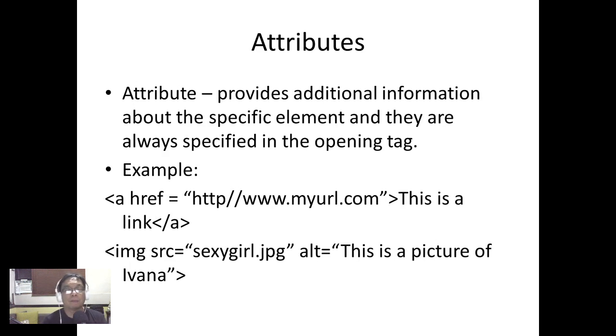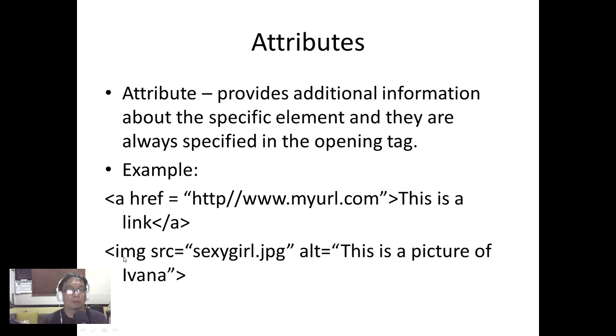So next we'll be talking about attributes. Attributes provide additional information about the specific element, and they are always specified in the opening tag. If it is a paired tag, it is always specified on the opening tag. For example, I have here a tag A, an anchor tag. This is a link, </a>. So A is my tag, and </a> closes the element. And href here equals something, it's actually a URL, is an example of an attribute.